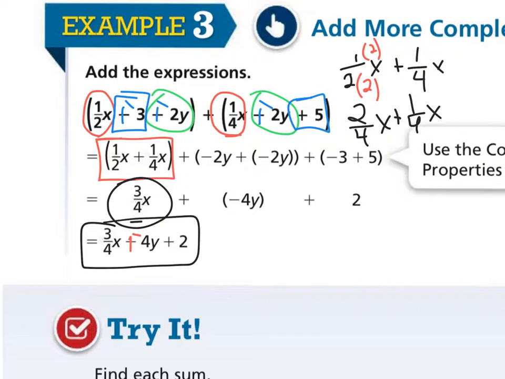Basically, what you guys will see when you do these problems, answers generally will have the variable terms first in alphabetical order, and then they'll have the constant last. So on this problem, x comes before y in the alphabet, and then our constant is at the end. So that's just a trend you guys will notice as we do these problems.